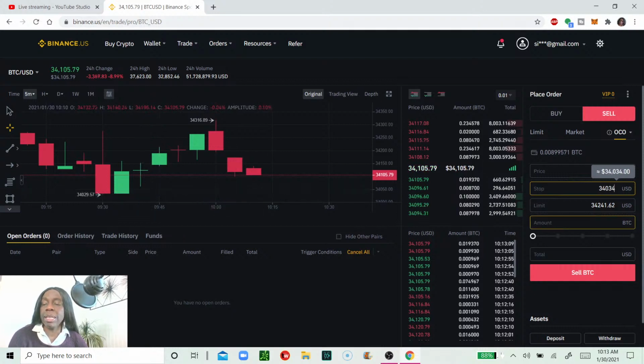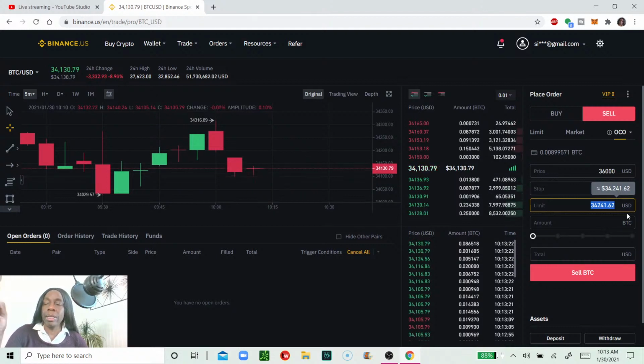So we're saying when price action comes down to $34,034, we want it to create a stop loss order. Because price is going down, we're going to create our limit price at a lower price than our stop price. The stop price again is just that price at which the order gets created.